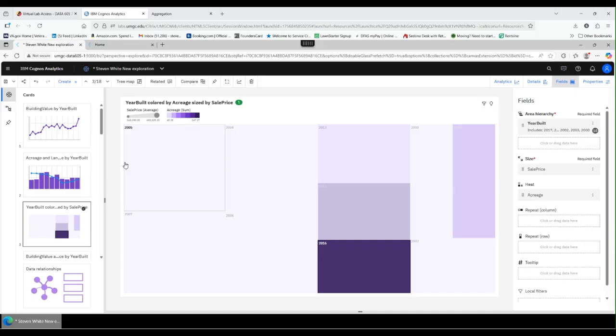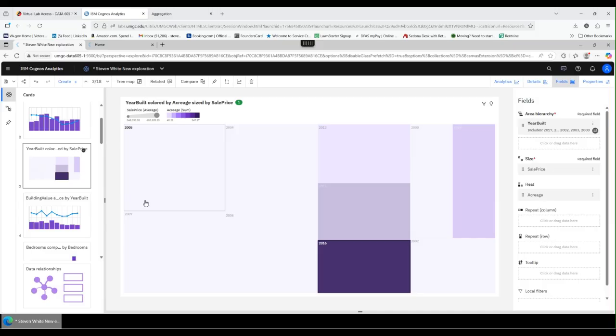Next, we have the year built, color by acreage, and size by sale price. So again, we can see the different various years, how much the average sale price was, what the average acreage is. We can look into at what point you got the highest average acreage, which, as you can see in here, was 2016. We used the tree map for this one.